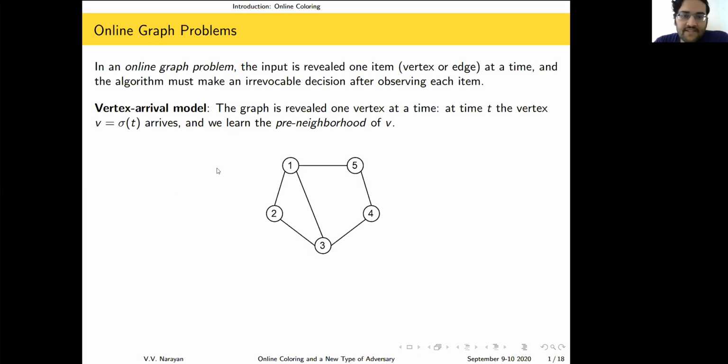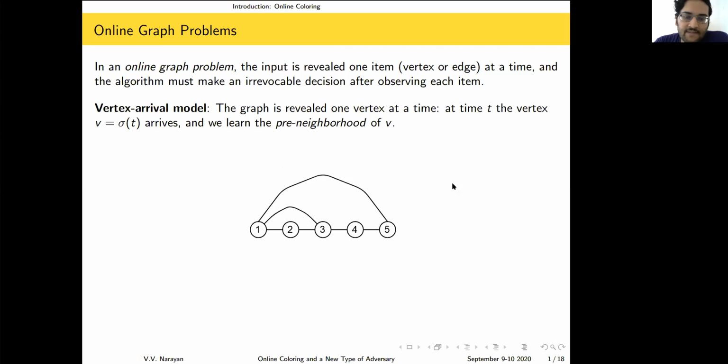Let's look at an example of this. In this graph, there are 5 vertices, 6 edges, and the vertex labels indicate the arrival order. So we can rearrange them on a line according to the order. And in the first time step, vertex 1 arrives. In the second time step, vertex 2 arrives, along with the edge 1, 2. We don't see the edges 1, 3, and 2, 3 yet, for example. In the third time step, the vertex 3 and the edges 1, 3, 2, 3 arrive, and so on.